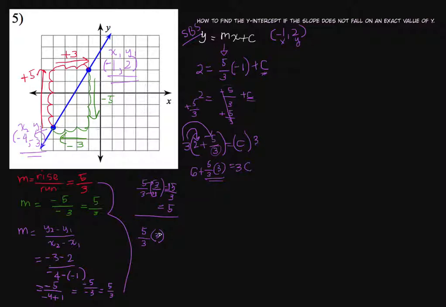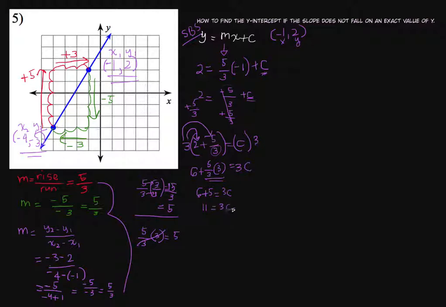Okay? Another way of doing it, you have 5 over 3 times 3. Now, if the numerator is the same as the denominator, you can just cancel, and you are left with 5. Okay? So that's what's going to happen with this one. So you're left with 6 plus 5 equals 3c. 11 is equal to 3c.